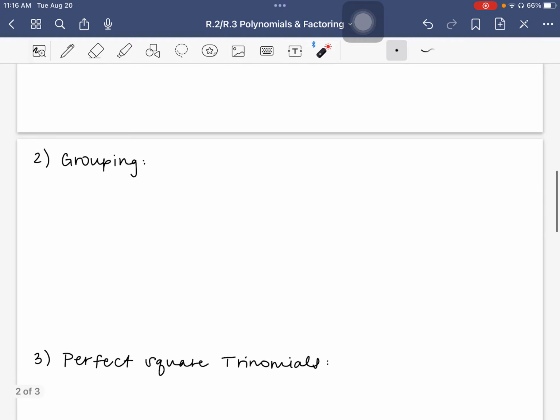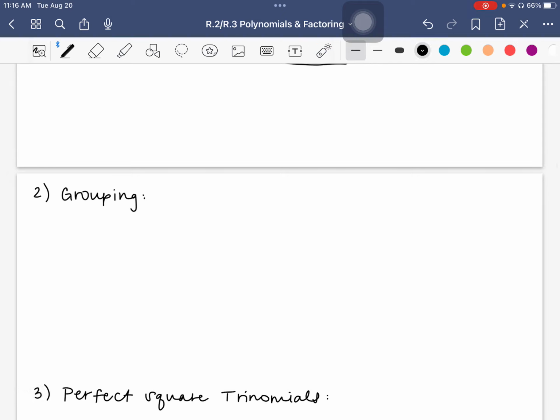All right, the next method we're going to look at is factor by grouping. So we'll look at another example, which is the following.